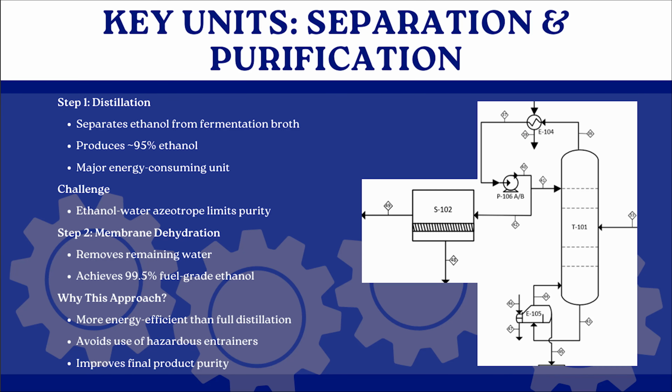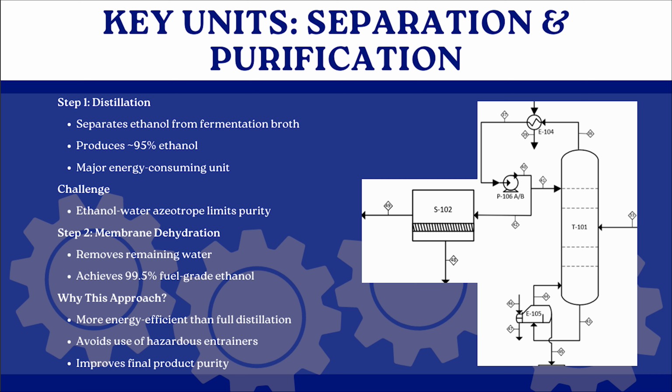After fermentation, the ethanol-rich broth is sent to the purification section. The first step is distillation, where ethanol is separated from water and other remaining components. This unit increases ethanol purity to approximately 95%, but it is also the most energy-intensive unit in the process. However, due to the ethanol-water azeotrope, conventional distillation alone cannot achieve fuel-grade purity.